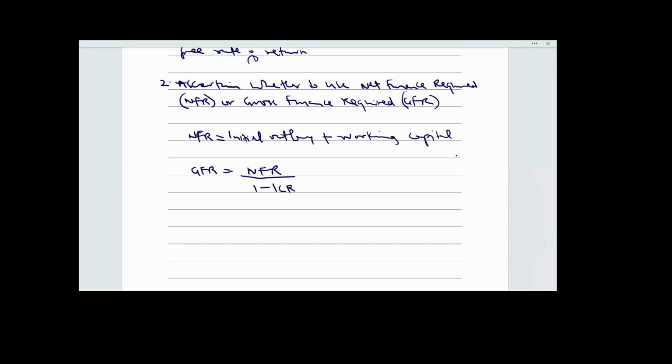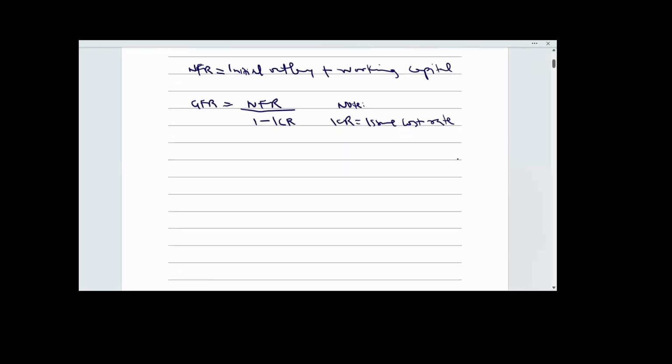Okay, so note, let me explain that. Note, ICR equal to issue cost rates. All right, so that is that. Then step 3, you then calculate the PV of issue cost. Calculate the present value of issue cost.